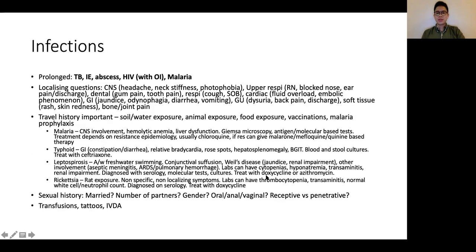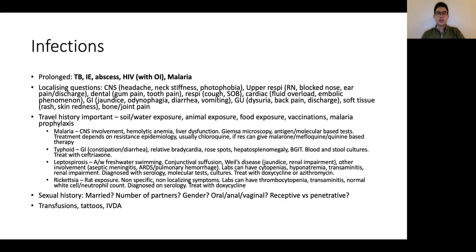So just to consider a few specific things about infection. In patients with prolonged fever, important infections to think about would be tuberculosis, infective endocarditis, abscesses that may be occult, HIV with associated opportunistic infections, as well as malaria. The next list basically goes through the different systems where infections may happen and the associated localizing symptoms.